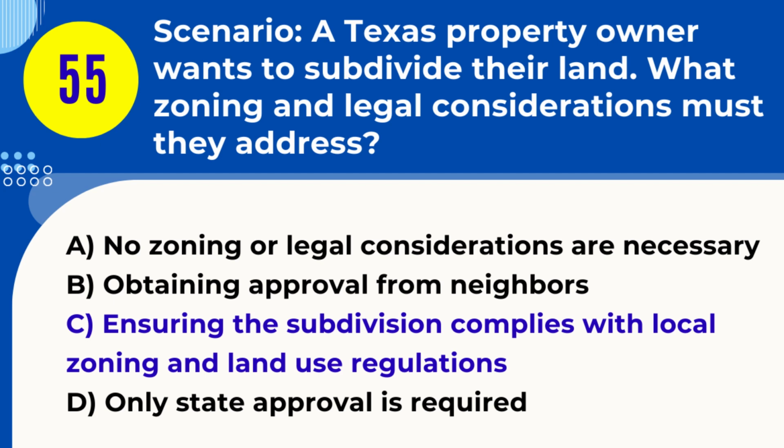Explanation. When subdividing land in Texas, property owners must ensure that their plans comply with local zoning ordinances and land use regulations. This typically involves seeking approval from local planning or zoning boards.